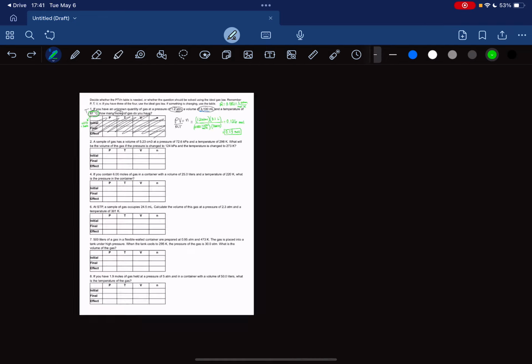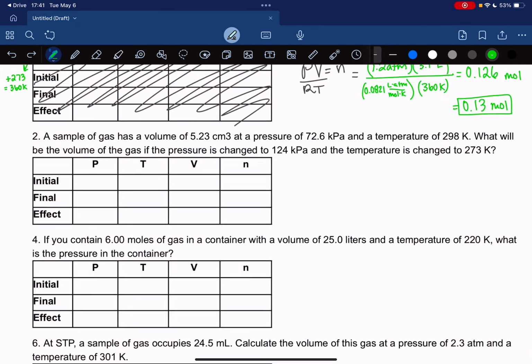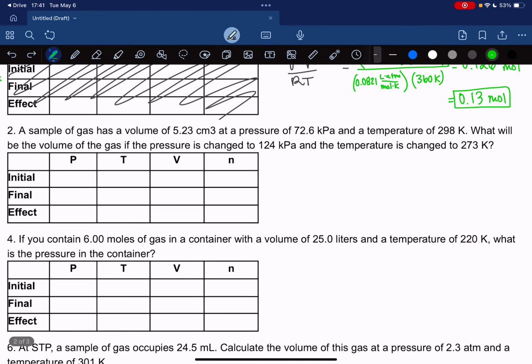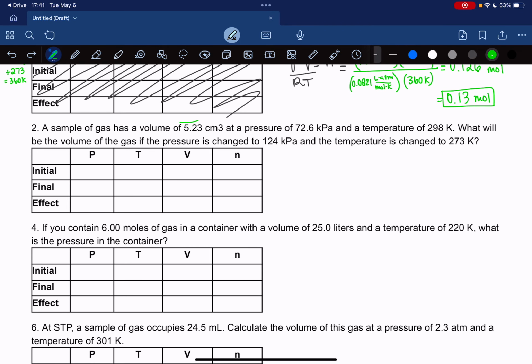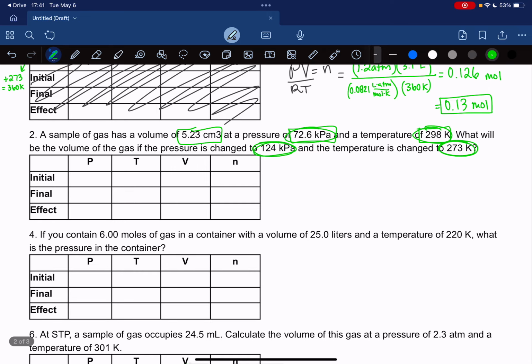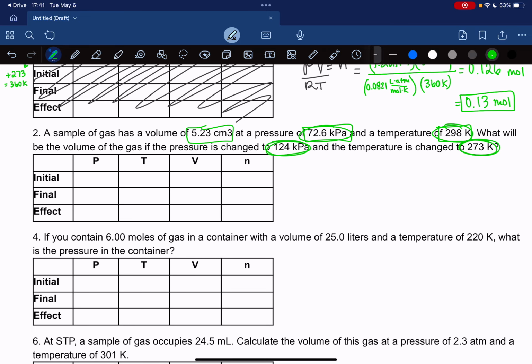I want to move through these kind of quickly now so I can get this video up for you as soon as possible. This time we have a sample of gas with a volume of 5.23 cubic centimeters, pressure of 72.6 kPa and a temperature of 298. What will be the volume if the pressure is changed to 124 kPa and the temperature is changed to 273? Since we have two sets of conditions, two temperatures and two pressures, this is not going to be an ideal gas law problem. This is one where we need to use the PTVN table.